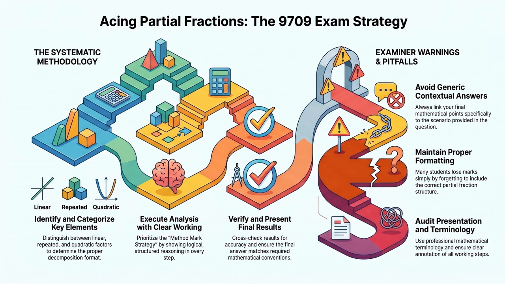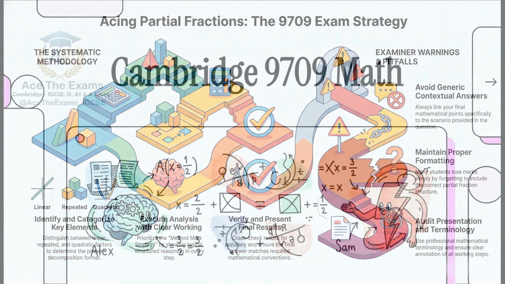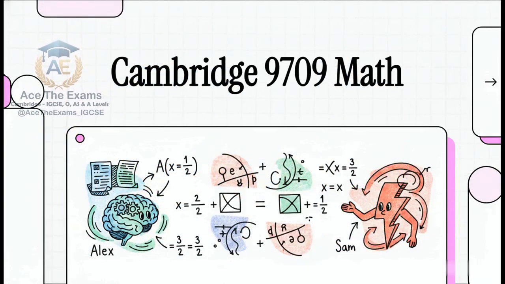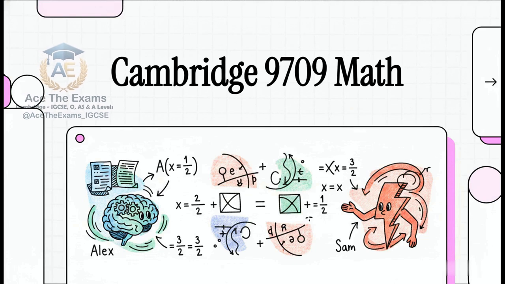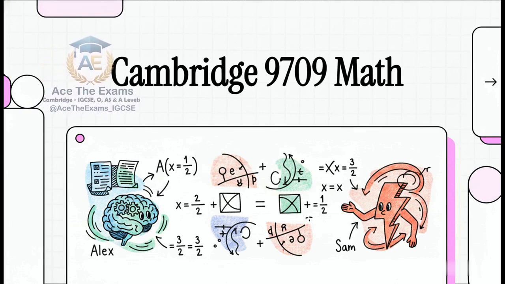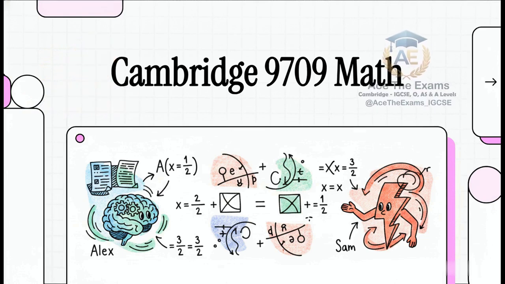Welcome to This Explainer. Today, we are cracking open what is arguably one of the most notoriously rigid make-or-break topics in the entire Cambridge AS and A-Level 01 Mathematics 9709 syllabus. We are diving deep into Section 3.1, Algebra. And more specifically, we are stepping into the high-stakes world of partial fractions.